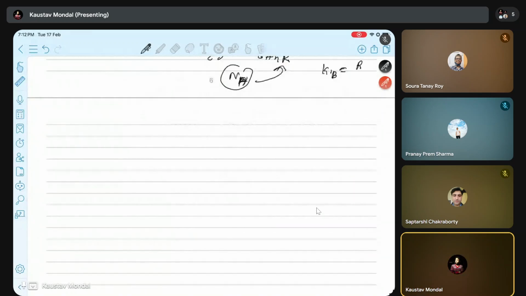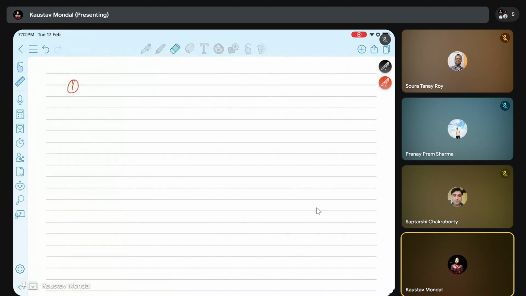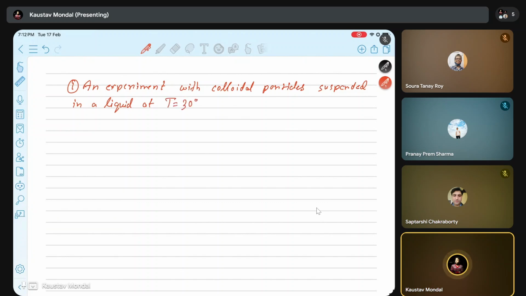Problem number one. An experiment with colloidal particles suspended in a liquid at temperature 30 degree centigrade shows that the MSD, that means the mean square displacement per unit time, to be 1.5 centimeter square per second.